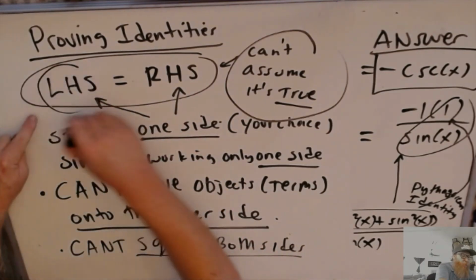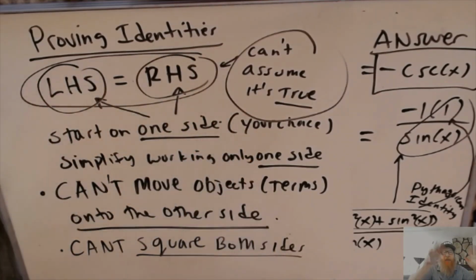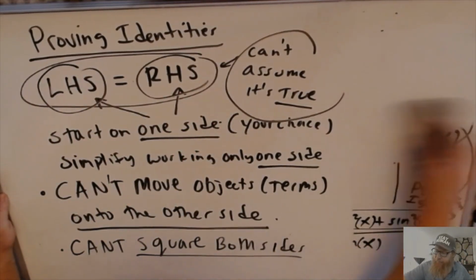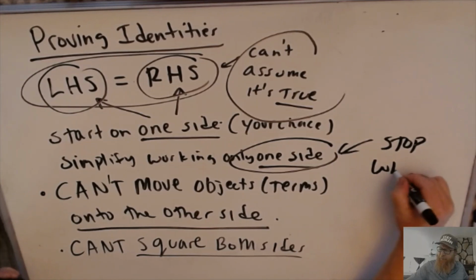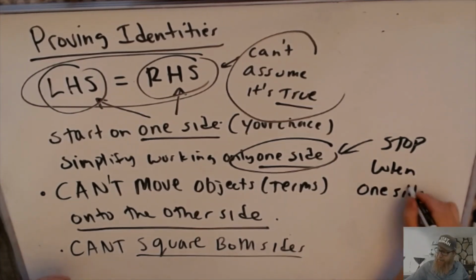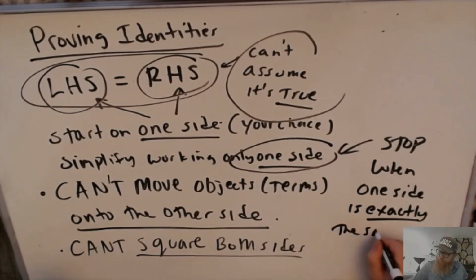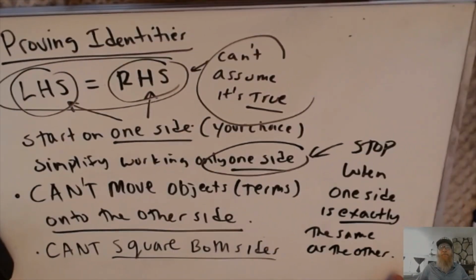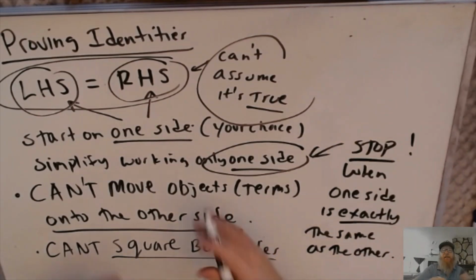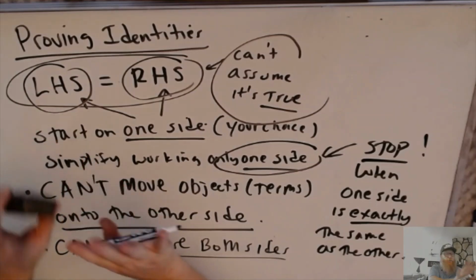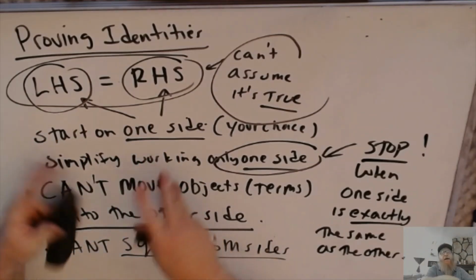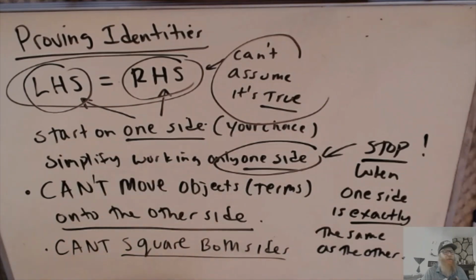So you can only work one of the two sides, and then you stop. Stop when one side is exactly the same as the other. Okay? So that's the basic technique for proving an identity. We'll pick one of the two sides, and we'll work it out until it becomes exactly the same as the other side.